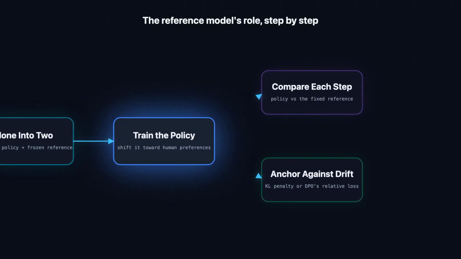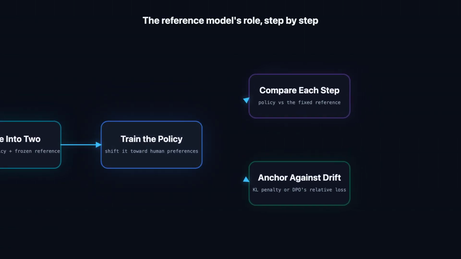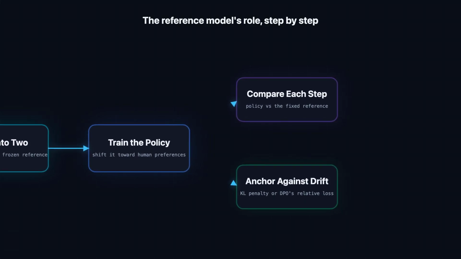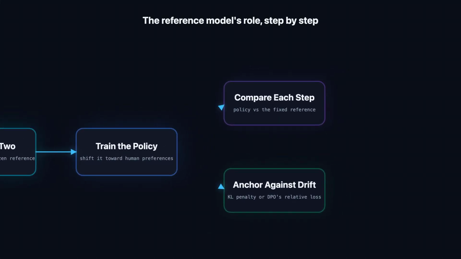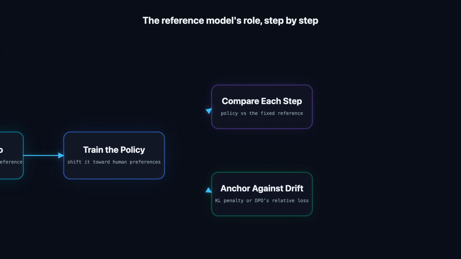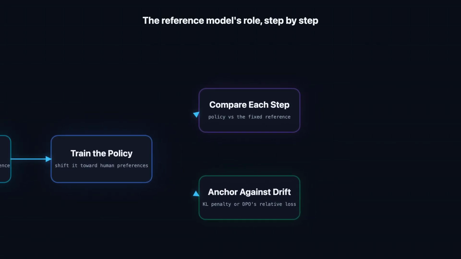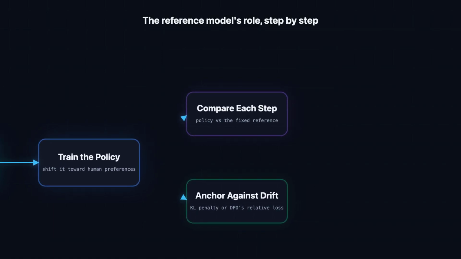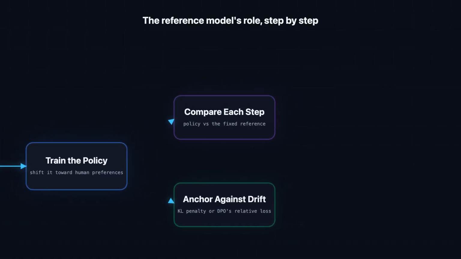Now train the policy. Over many steps, it shifts toward human preferences, raising the odds of responses people prefer and lowering the ones they reject. It is the only copy that ever changes, and it slowly drifts away from where it began.